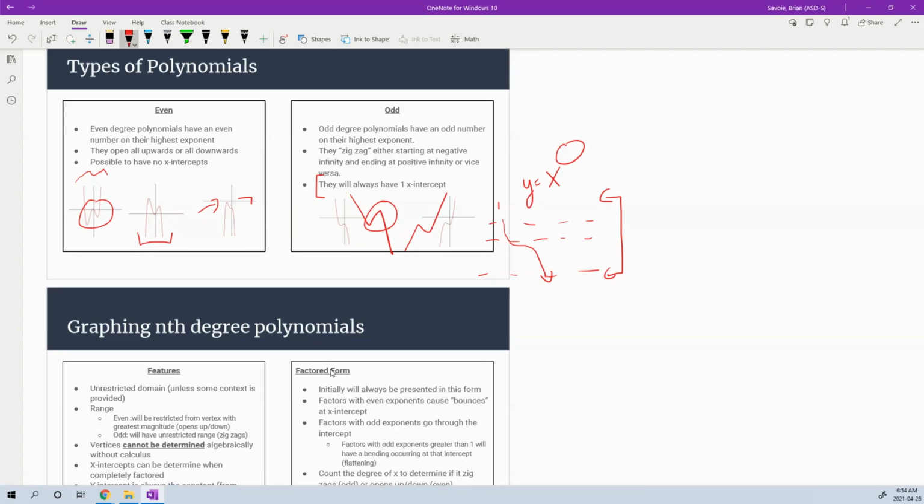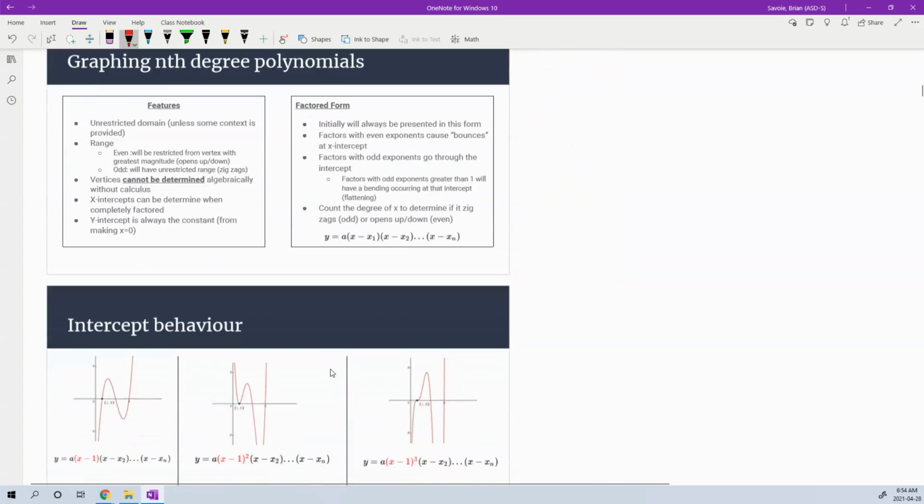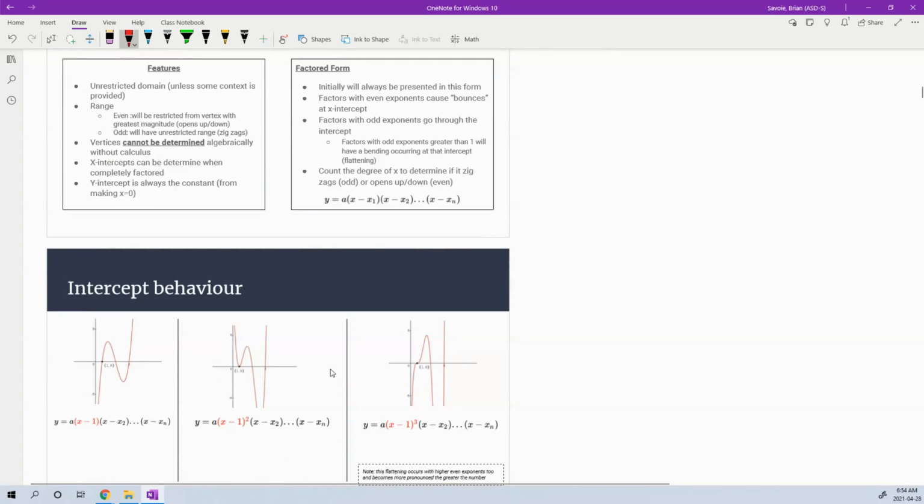Whereas with even degree polynomials, there is going to be some restriction to the range, where y is less than some value or y is greater than some value, just like a parabola. It all boils down to the vibes of the parabola.